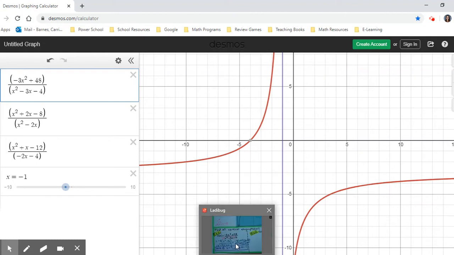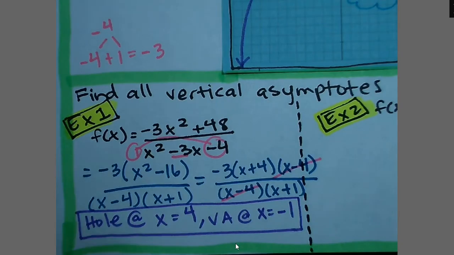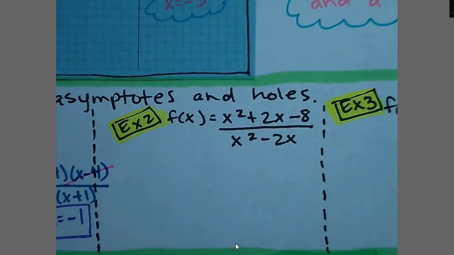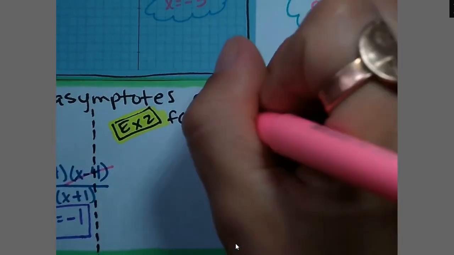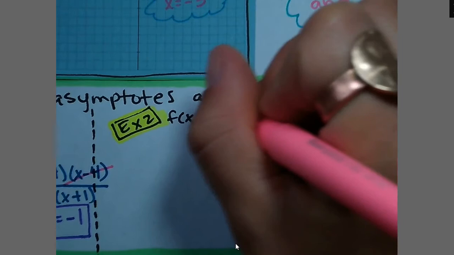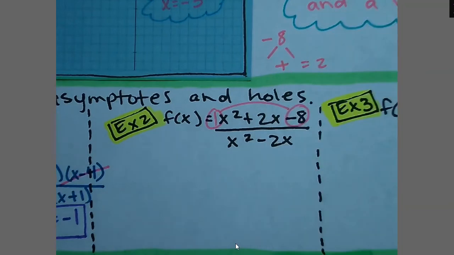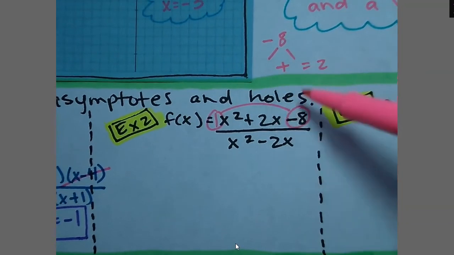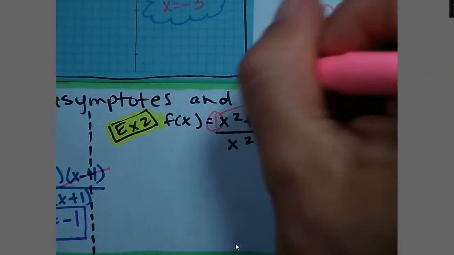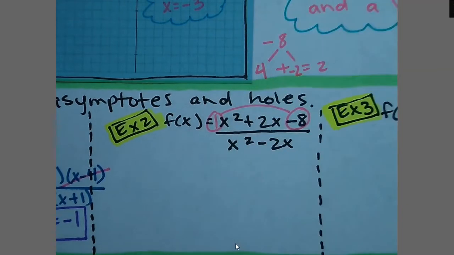Okay, let's look at another example. We're going to be factoring again. So there's a 1 in front of this x squared. 1 times -8 is -8. And we want 2 factors of -8 that add to give us +2. So factors of 8 are 1 and 8 and 2 and 4. So we're going to use 4 and -2 to get to +2.